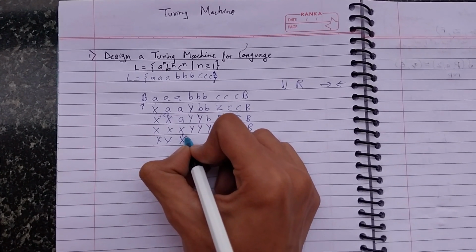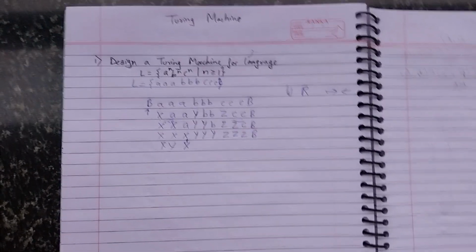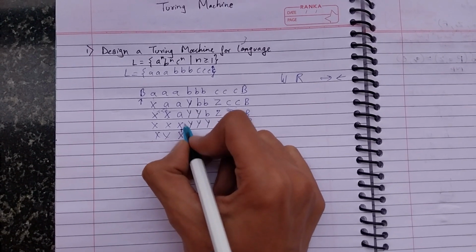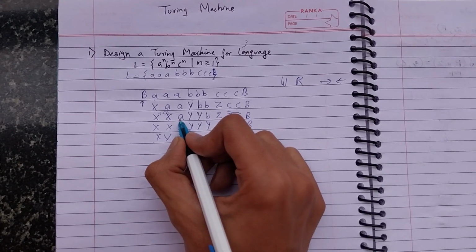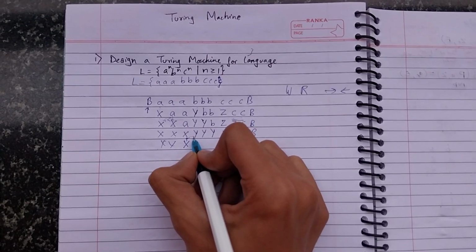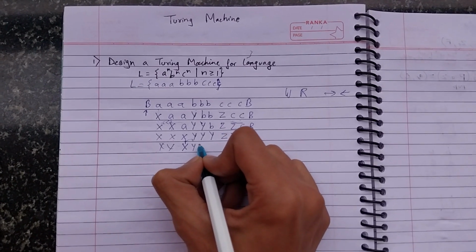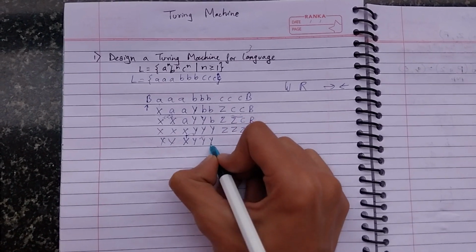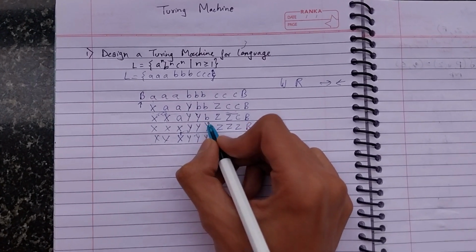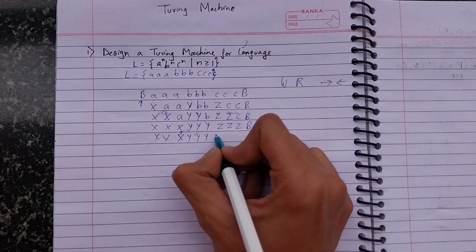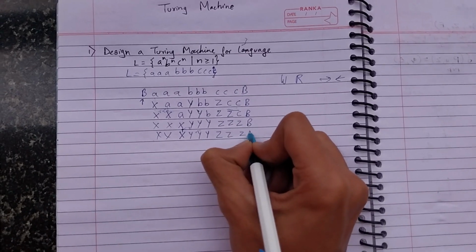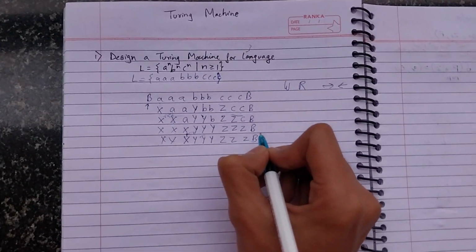Next, when you come from x, the next term would be a, but here the next term is y. So you change the state, and all the y's you keep as they are. From here also, after y you would get b at least, but here there is no b, so you keep z, and here also you change the state. Then z, z and blank. When you reach blank, you must be in the final state.